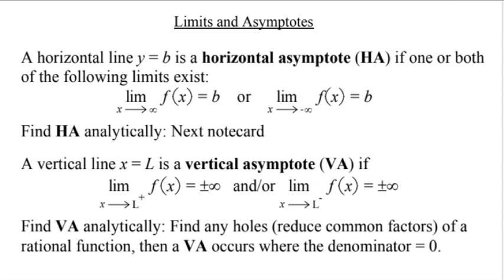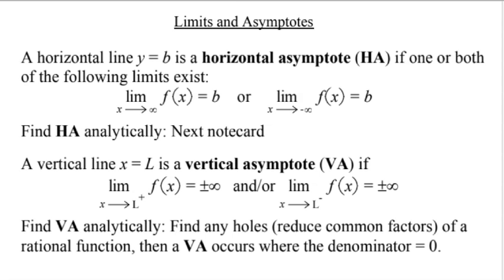Hello calculus learners, in this video we're going to talk about how to figure out horizontal asymptotes and vertical asymptotes. First of all, horizontal asymptotes can be found by taking the limit of the function as x approaches infinity or negative infinity. Whatever comes out of that limit is going to be our horizontal asymptote.